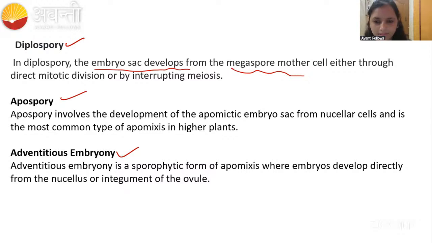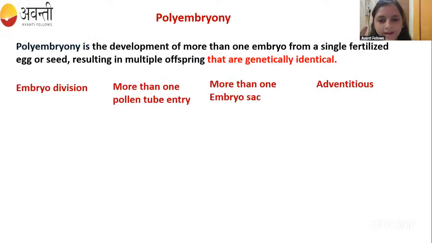This will come in this. I think you understood apomixis, right? Now let us move on to polyembryony. In polyembryony, all those things will come. Okay, fine. So let us understand this. What do you mean by polyembryony?